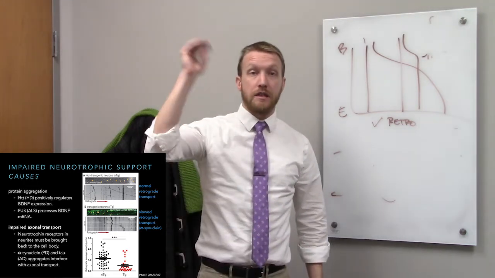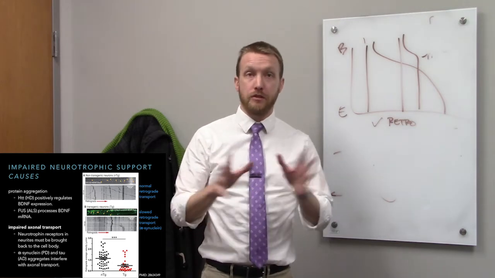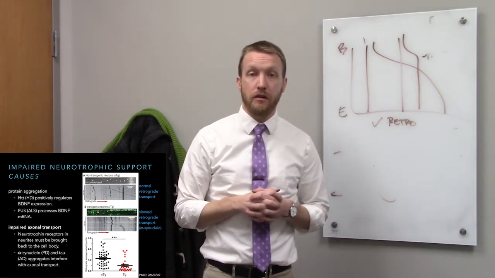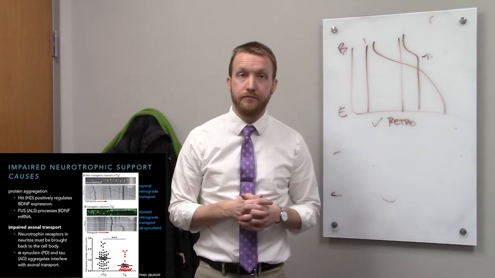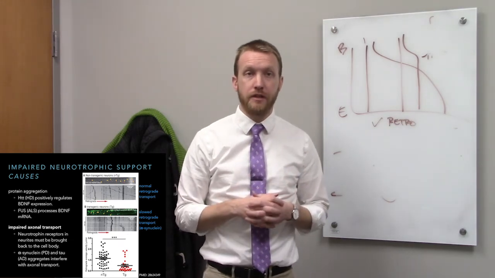You'll notice the difference between the top and the bottom there. The top is just normal, old, non-transgenic neurons. Nothing special about them other than they've had their picture taken.